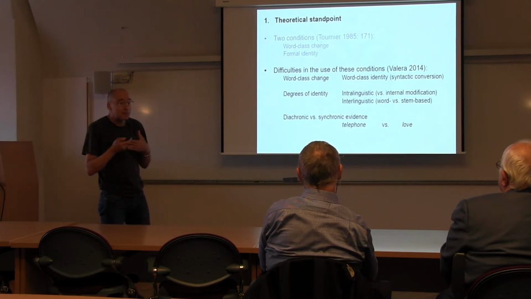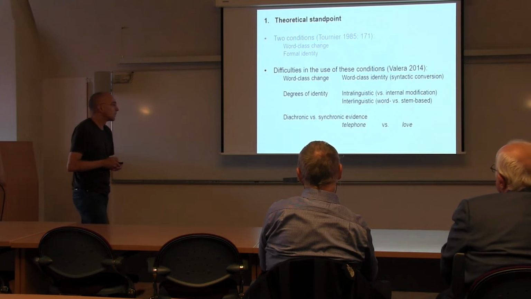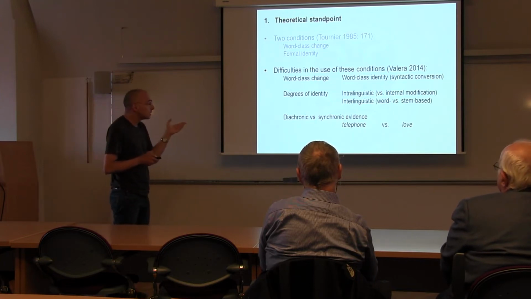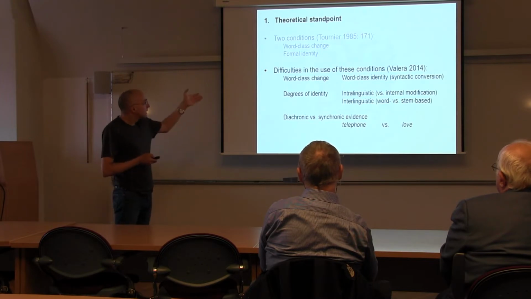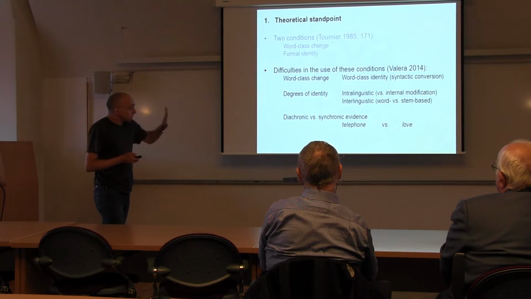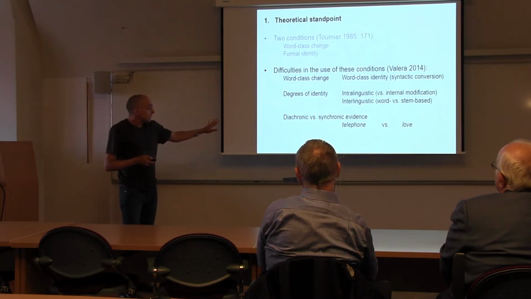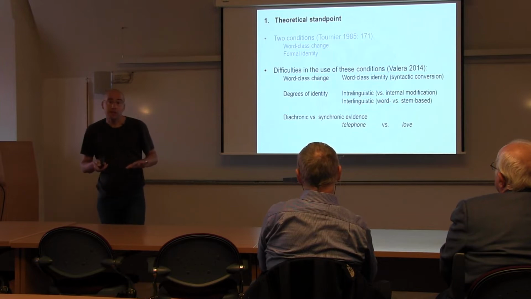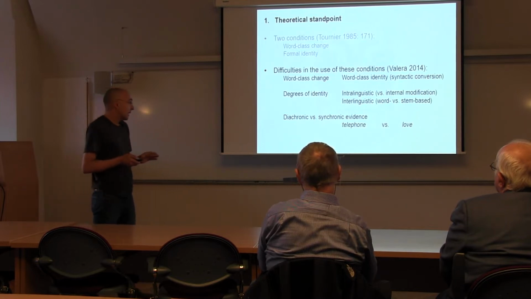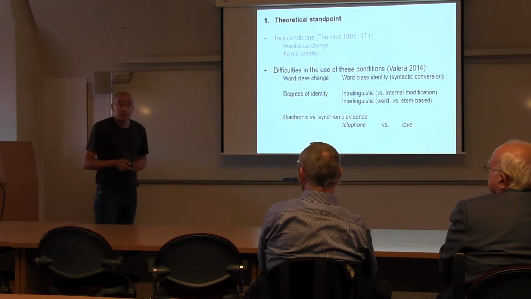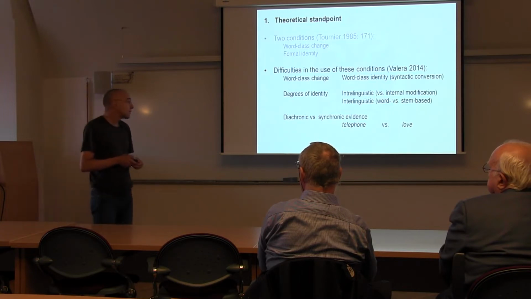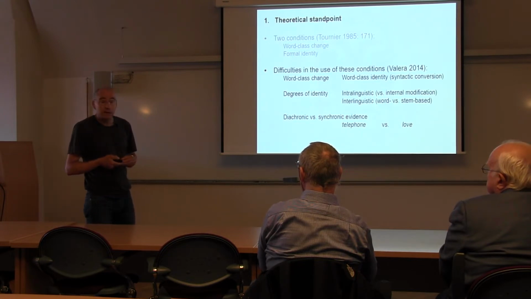So the degrees of identity also vary from author to author, intralinguistically, interlinguistically too, because we may be talking about word versus stem-based conversion. Different approaches to the same evidence are possible in the application of formal identity. All this leaving aside the fact that diachronic and synchronic evidence may signal conversion as different word formation processes or not. On paper, these two cases, telephone and love, are cited as cases of conversion, but the history behind them is so different and the processes that they went through are so different then that theoretically you could argue that they are not the same thing.